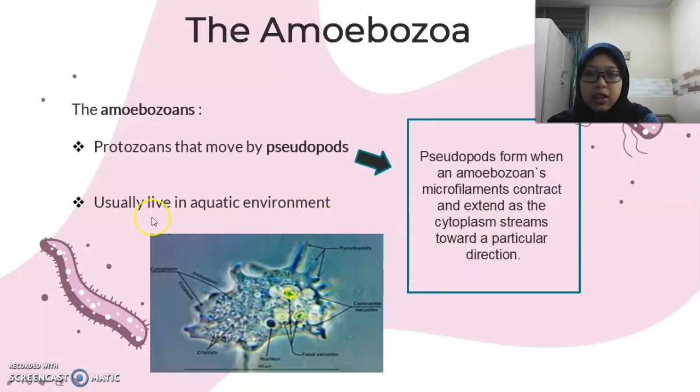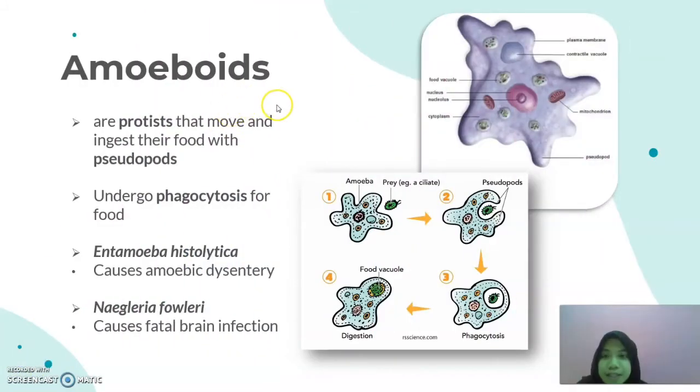The amoebozoans usually live in aquatic environments where they are often a part of plankton. The first is amoeboids. They are protists that move and ingest their food with pseudopods. They undergo phagocytosis for food. This is the process of phagocytosis, in which they engulf their prey with pseudopods. After phagocytosis, the digestion occurs within a food vacuole.